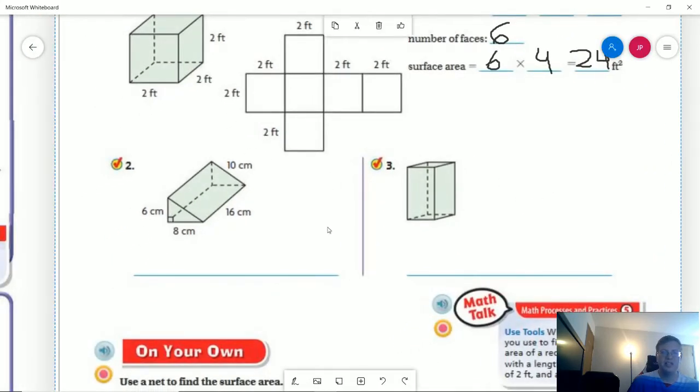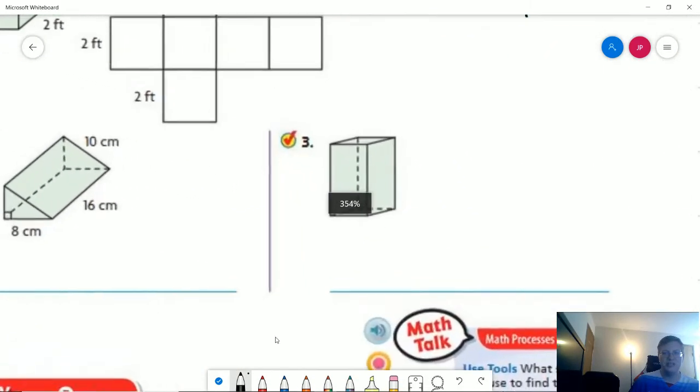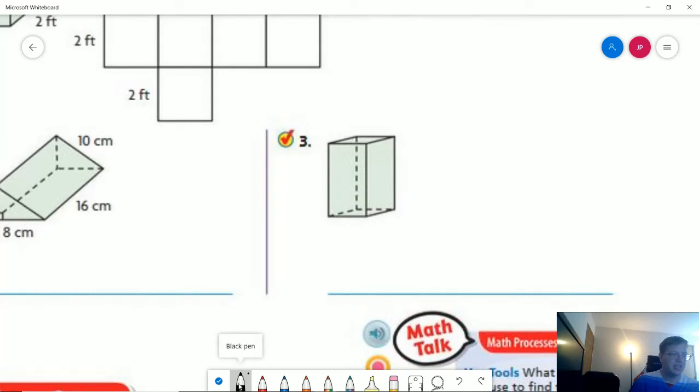Now, number 3 on my version looks like it doesn't have anything here. So hopefully this didn't happen in your book. If it did, then my apologies. I'm going to write in what shows up in the teacher's edition for this, and we'll talk through it.